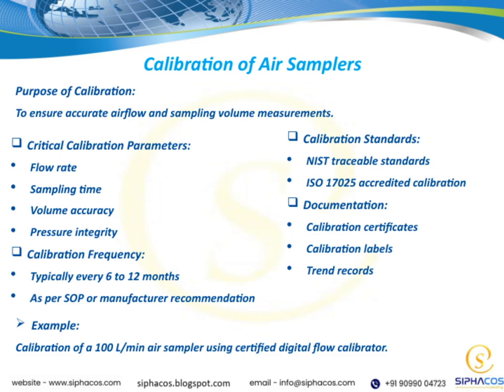As for how often we need to calibrate, generally it's recommended every 6 to 12 months, but this can vary depending on our SOPs or the manufacturer's recommendations. Overall, consistent calibration is vital in maintaining the accuracy of our air sampling equipment and ensuring our data is trustworthy.